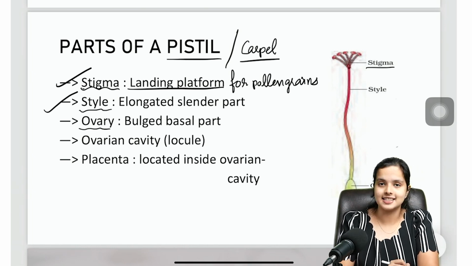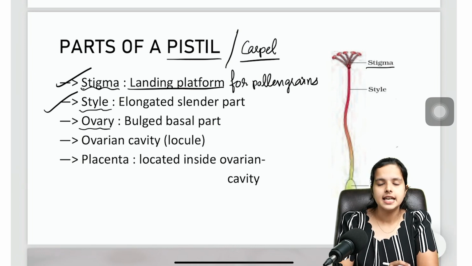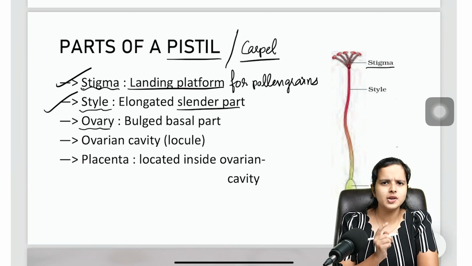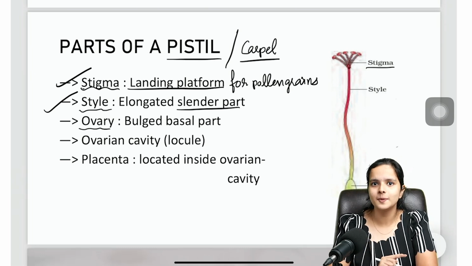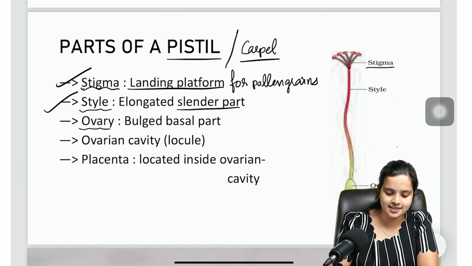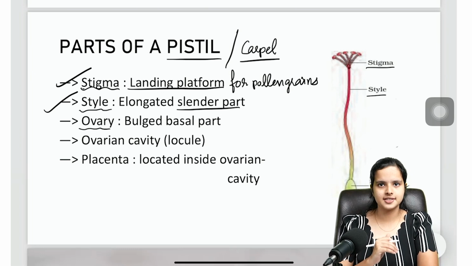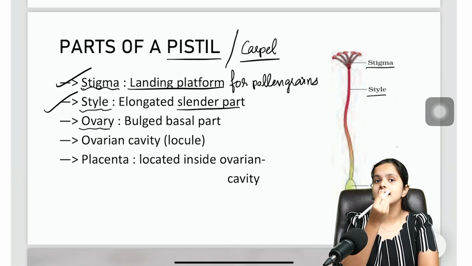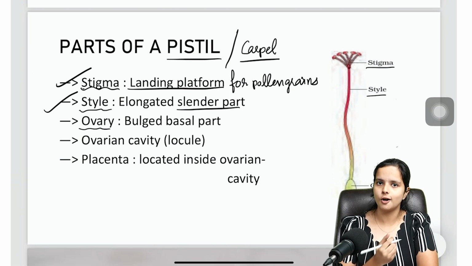The second part is the style. So what is style? It is the elongated, slender part of the pistil. What was the elongated, slender stalk of the stamen called? It was called the filament, right? But here, in the case of the pistil, the elongated, slender part is called the style. Style comes right after stigma. So stigma is the landing platform, and then comes the style, which is an elongated, slender stalk of the pistil.